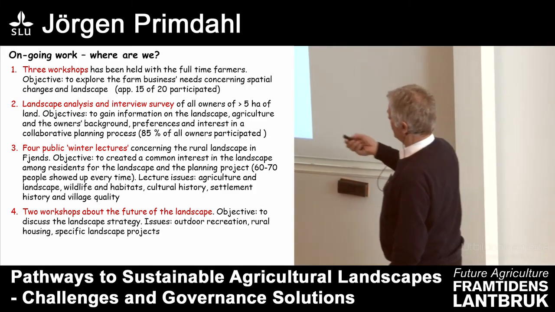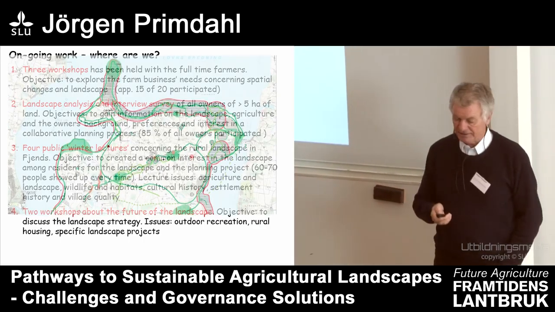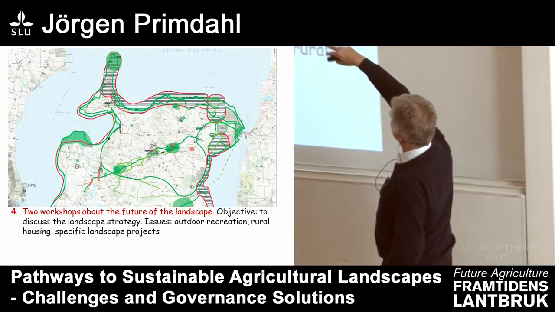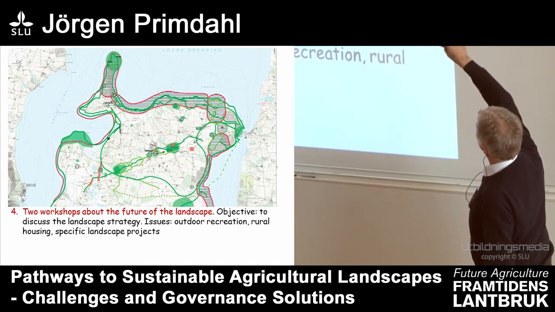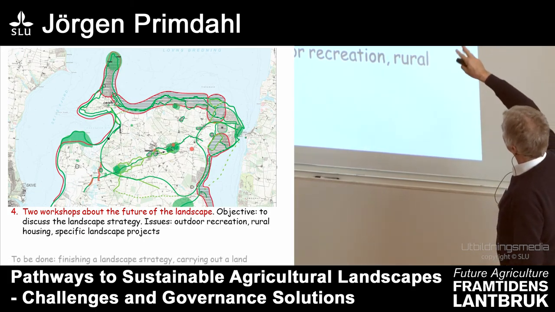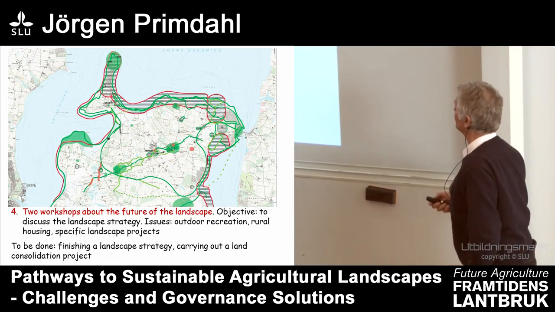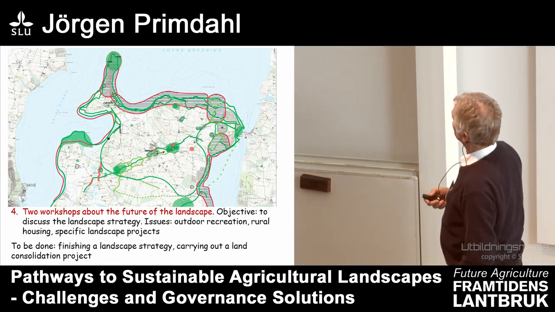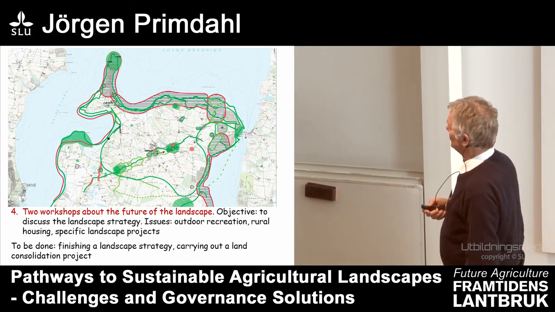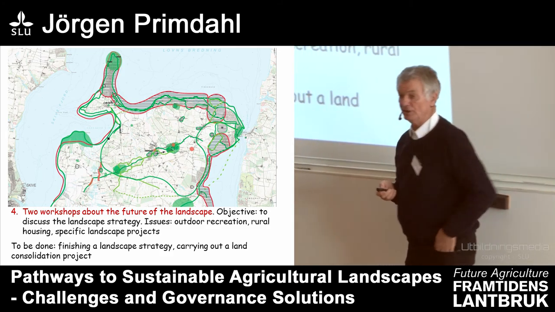And then at the moment we're doing workshops, we have done 2 so far, where we are starting the strategy making process. And these are the areas we should focus on. The green ones are areas where things are functioning very well, and where protection and improvement are the two issues. The red ones represent areas where there are some kind of problems, for instance, not having enough land grazed. So to be done, landscape strategy and carrying out a land consolidation project.